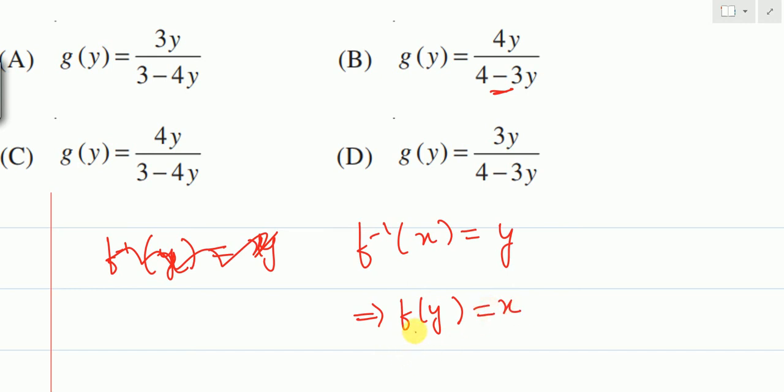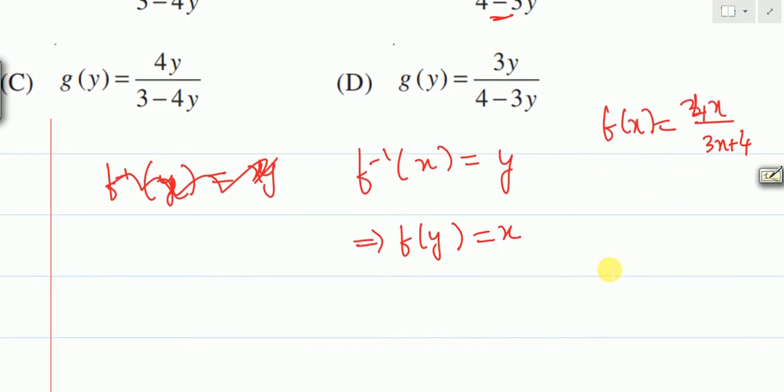Hagadre f of x is given as 4x by 3x plus 4. ಇದು ಕೊಟ್ಟಿದ್ದಾರೆ ಫಂಕ್ಷನ್. ಈಗ f of y is equal to x means I have to take this 4y by 3y plus 4 is equal to x. I can write it as 4y by 3y plus 4 is equal to x.